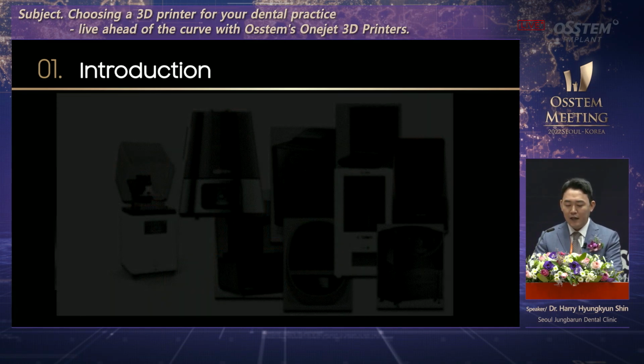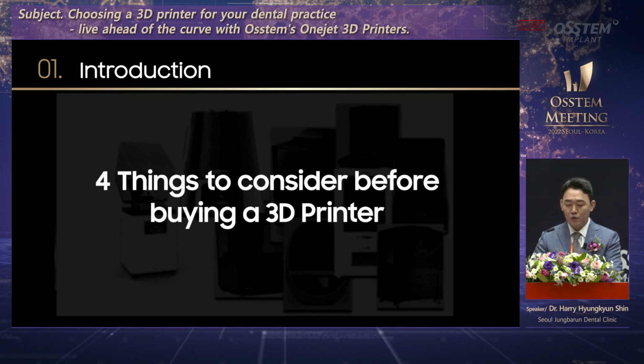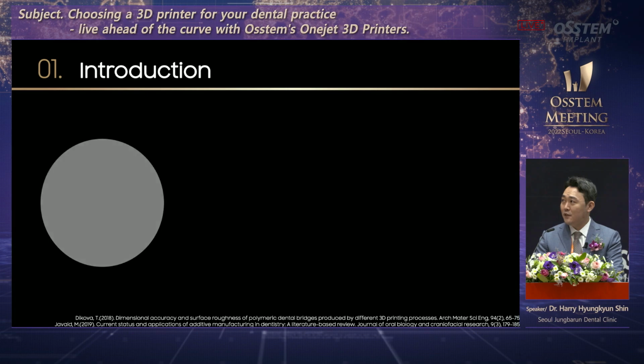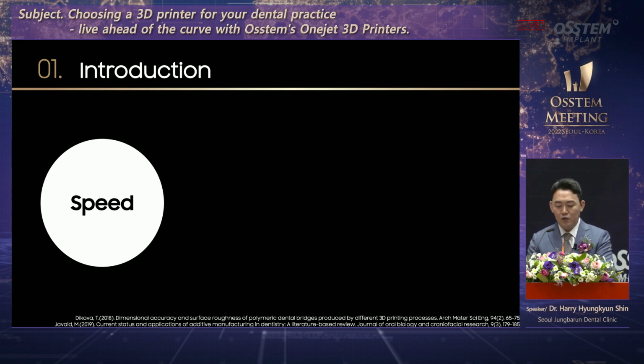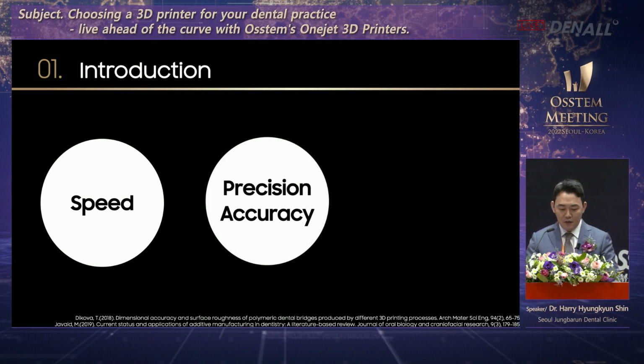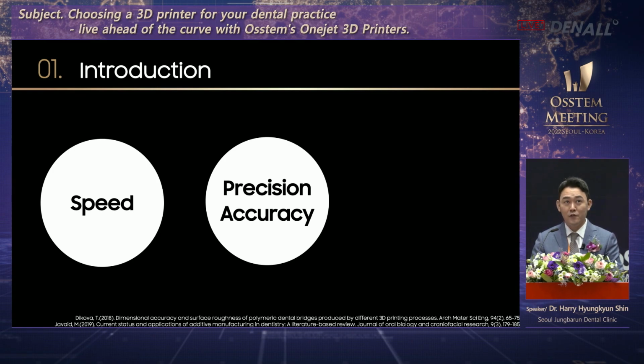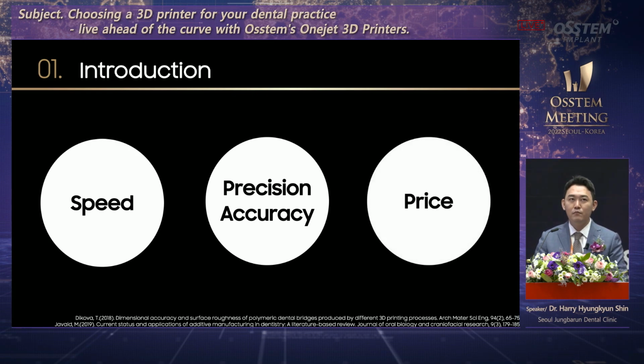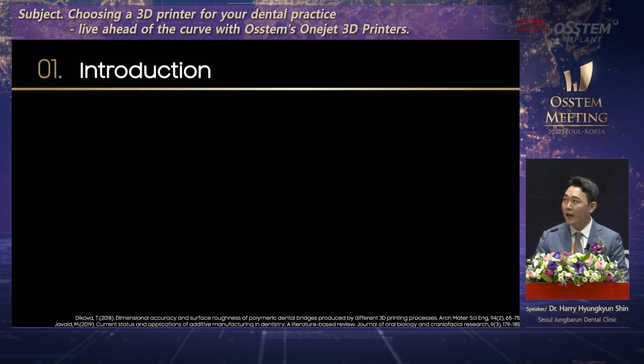Based on my experience, I can come up with 4 things to consider to choose a 3D printer. First, speed. When you print out surgical guides, if it takes hours to print them, it is really cumbersome. Everything should be finished within working hours. Second, accuracy. Printing failures occur, so the failure rate should be low, in order to do surgery as expected. Last, the price. Not only the device price, but the maintenance cost should be low.